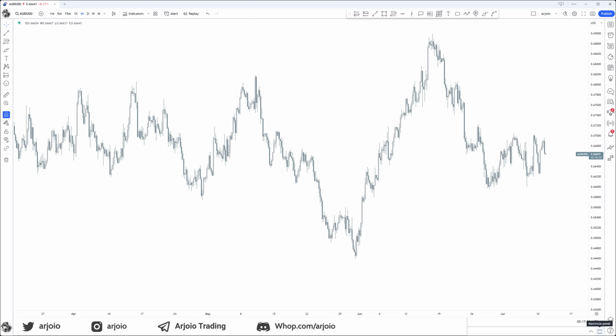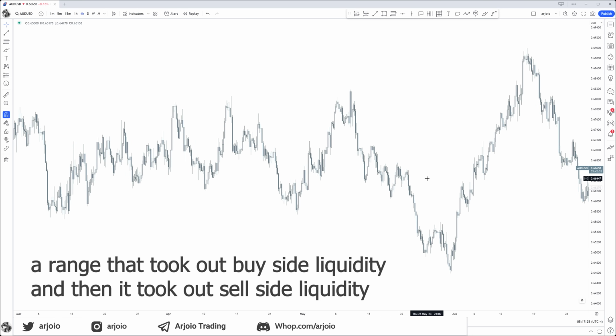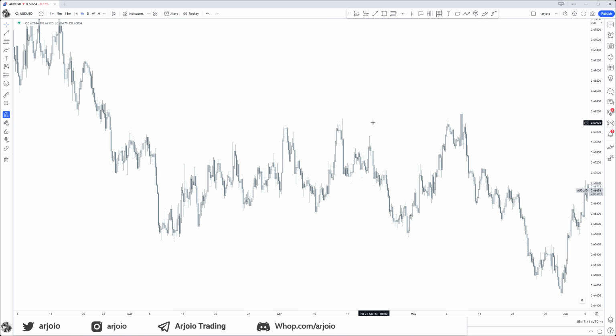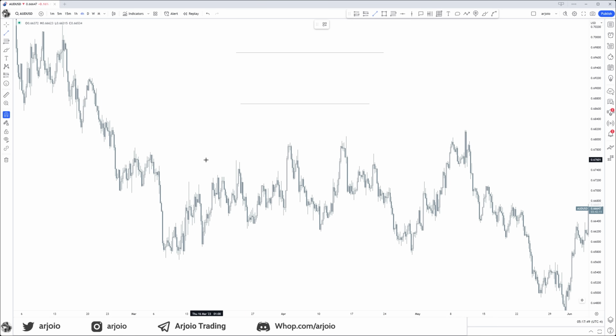So dealing ranges, what exactly is a dealing range? How can we objectify this dealing range? A dealing range is a range that took out buy side liquidity and then it took out sell side, or vice versa. It took out sell side liquidity and then buy side liquidity. What exactly is buy side liquidity again? Buy side liquidity is liquidity above the market. So if we have current market price right here, then everything above it right here, this is buy side liquidity. Everything below it is sell side liquidity right there.